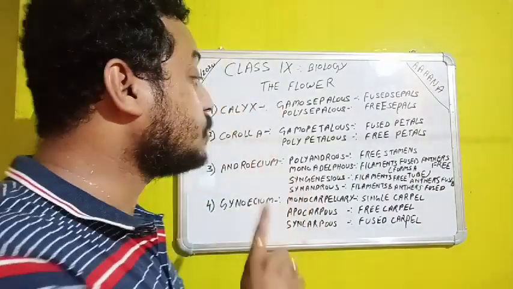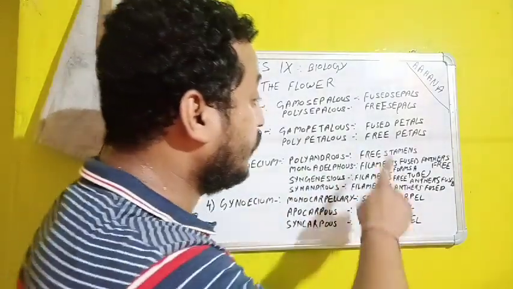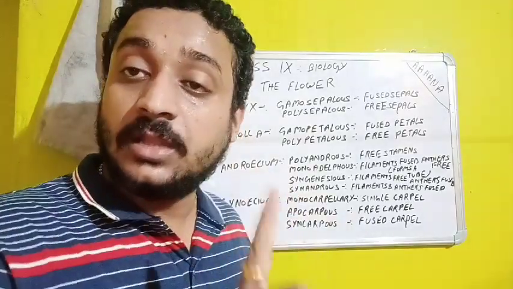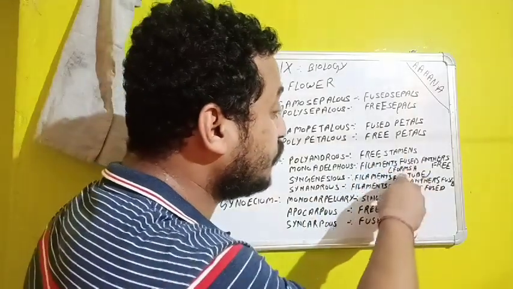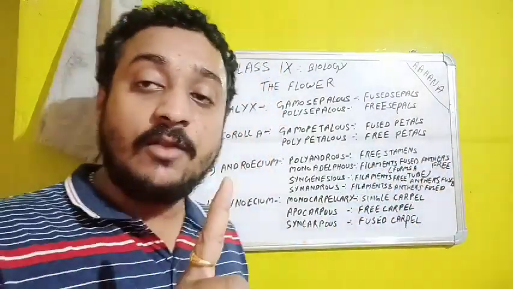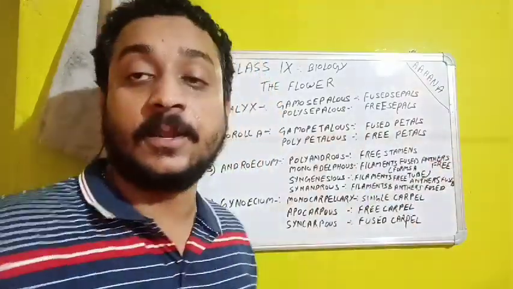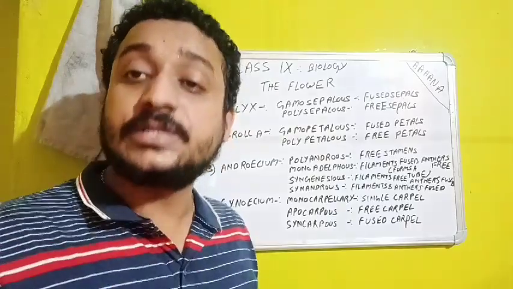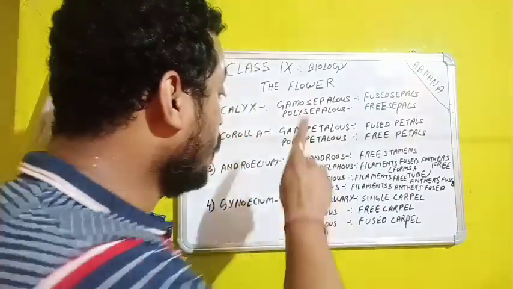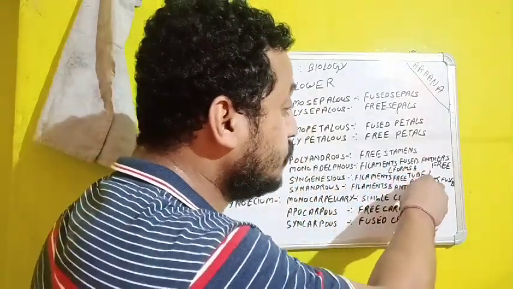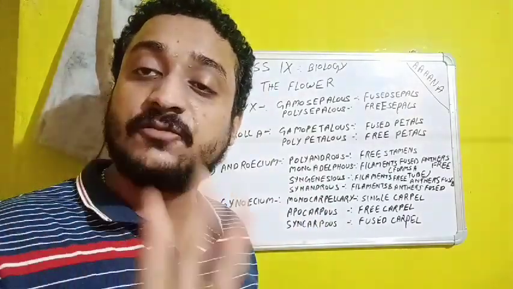Now there is one more condition, diadelphous. In diadelphous, the filaments will be fused together to form two bundles. Monoadelphous filaments fuse to form a tube and anthers are free. Diadelphous filaments fuse to form two bundles and anthers will be free. Polyadelphous filaments fuse to form more than two bundles and again the anthers will be free.